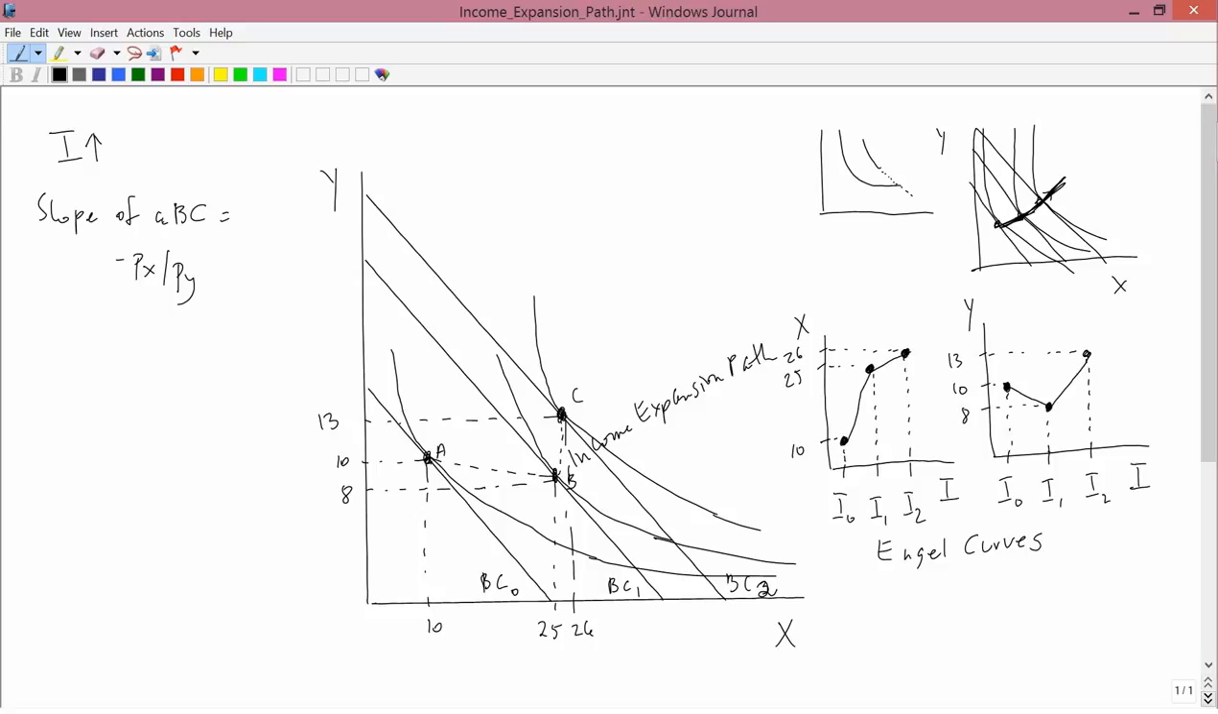Just a historical note here, Engel curves were not named after Friedrich Engels. Friedrich Engels is a famous mid-19th century German economist who was the co-author with Karl Marx. Instead, Engel curves are named after Ernst Engel, with no S on the end, who was a late 19th century German economist who studied consumption. So don't get these two guys mixed up. It's Ernst Engel for whom Engel curves are named.